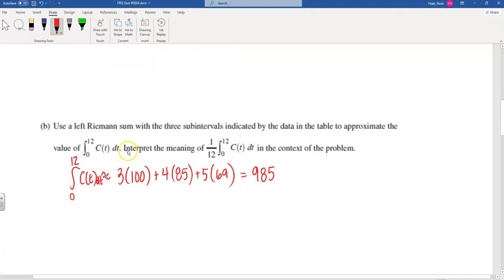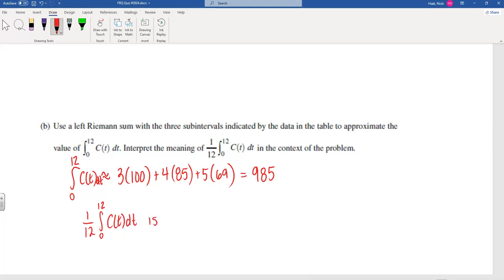But they do ask you to interpret the meaning of 1 over 12, integral from 0 to 12, C of t, dt, in context of the problem. They're probably looking for units here, right? What is that going to be, the 1 over 12? It's average value, right? When you see that 1 over length of the interval, it's average value of C of t. So 1 over 12 integral from 0 to 12 of C of t dt is the average.